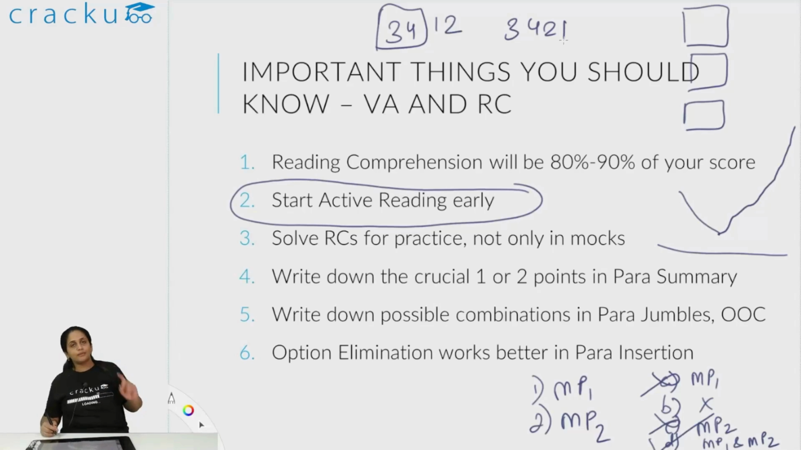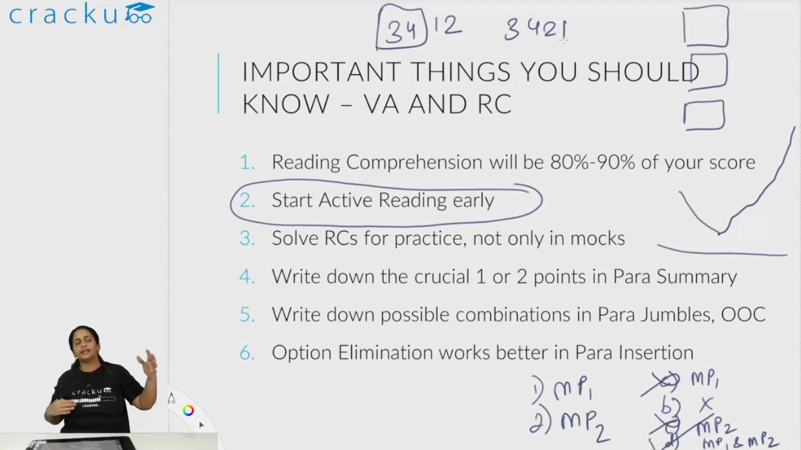Option elimination works better in para insertion. In para insertion, when you are trying to find the right place in the paragraph where you can put the sentence, there will clearly be options where the sentence would break the flow of the paragraph. It would not make sense there. The pronoun and antecedent would be separated, or the topic would be going one way, suddenly the sentence is on a different topic, then the topic continues. So clearly, when those kinds of options are there, you should first begin by eliminating them.